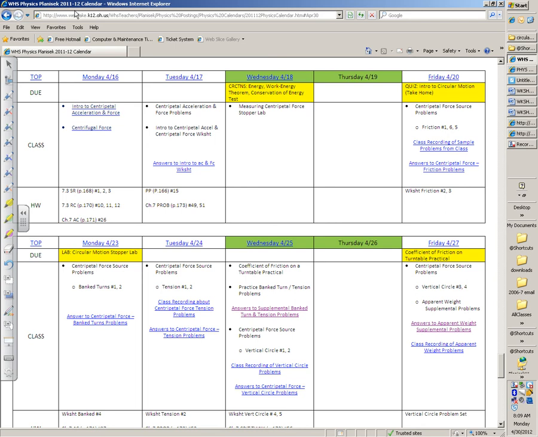this unit started back on April 16th with the introduction to centripetal acceleration and centripetal force. So we talked about the idea that something moving in a circular path is accelerating because of the whole changing direction idea. And because it's accelerating, it needs to be experiencing a force. And we call that acceleration centripetal acceleration, and we call that force centripetal force.